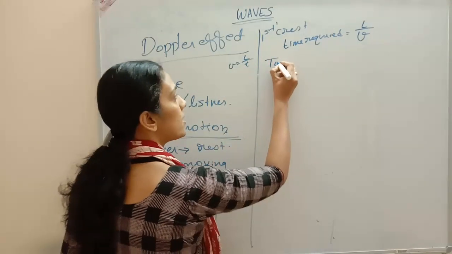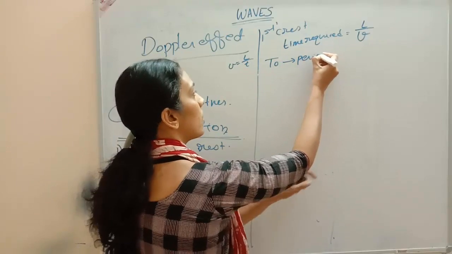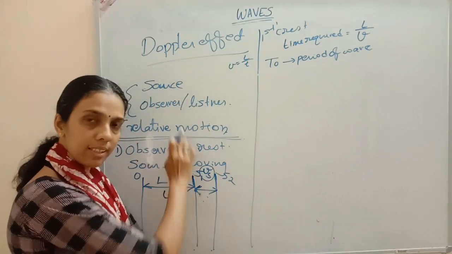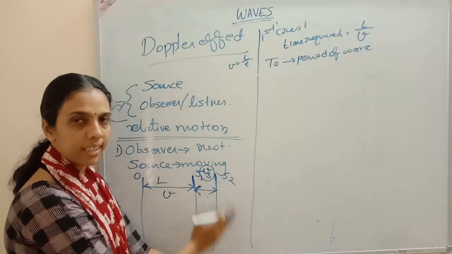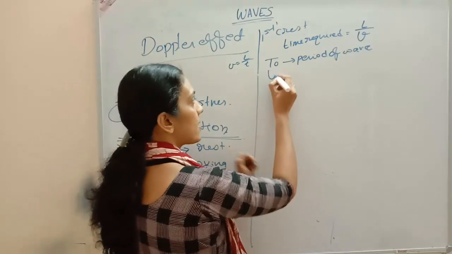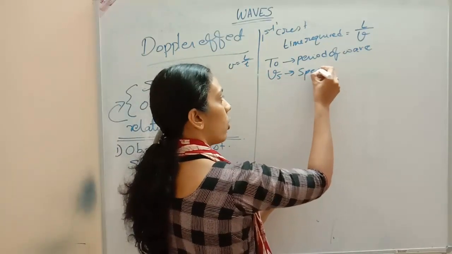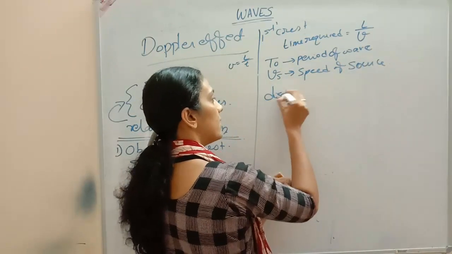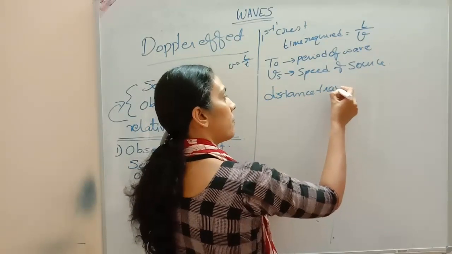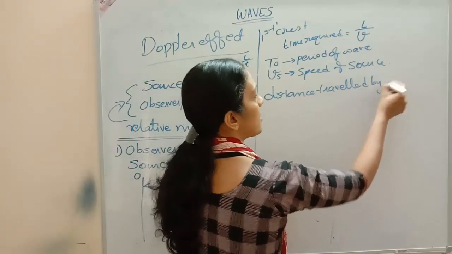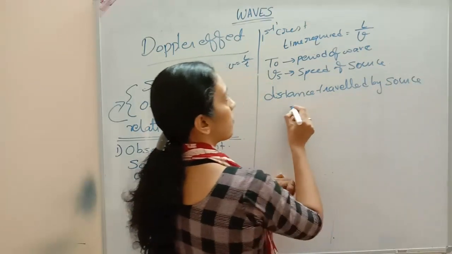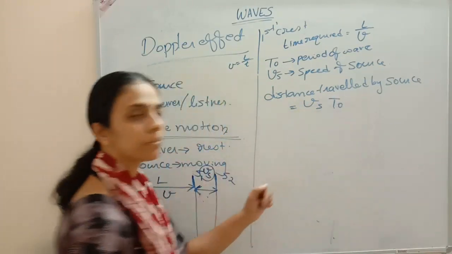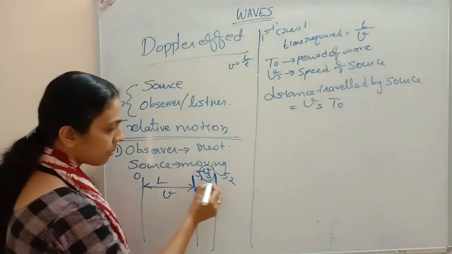So T0 is the period of the wave, because it is the time between the first crest and the second crest. So that is the period. Vs is the velocity, the speed of the source. So the distance traveled by the source, how can we find it? Distance traveled equals velocity into time. Okay, so this much time it had taken.